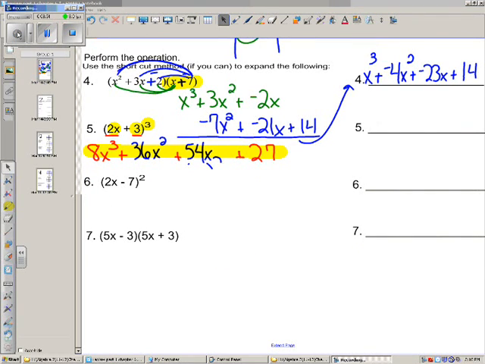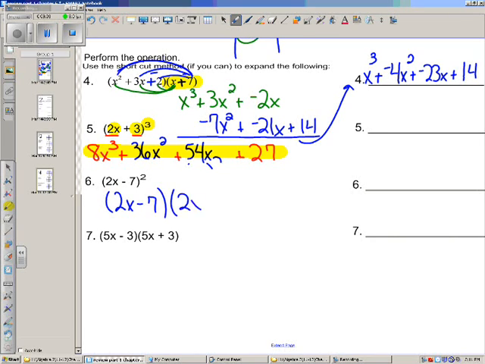All right, moving on to number 6. There is a shortcut for number 6, but again, I don't think it's really worth learning, so I'm going to go about this the normal way, which technically means I should take 2x minus 7 times another 2x minus 7, and I'm just going to FOIL or multiply, whatever you want to look at it as.